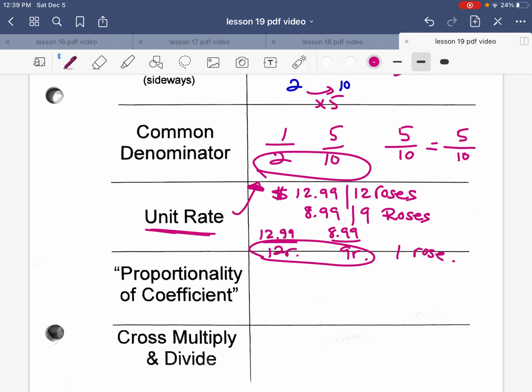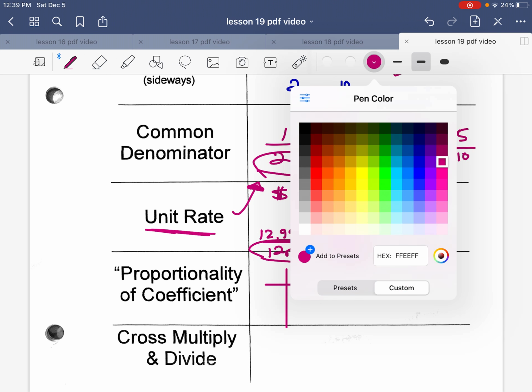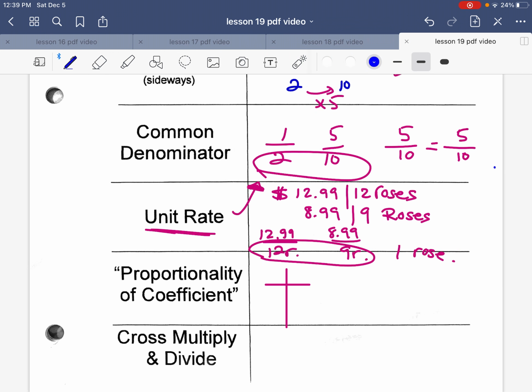Proportionality coefficient, right? That one's pretty easy too. If you have a table and they're telling you that it's proportional, and the question is, what is the proportionality coefficient? Well, whatever x and y is, you're dividing y divided by x. So a nice and easy one, right?